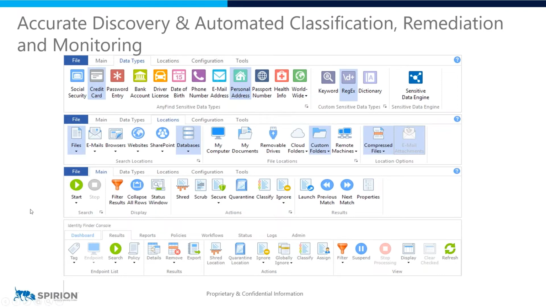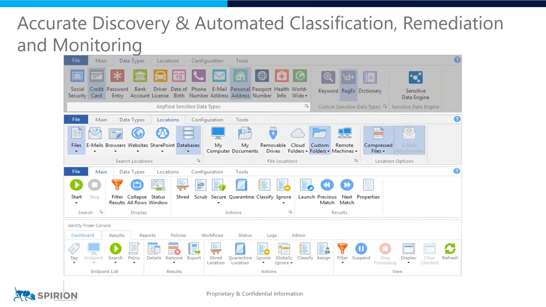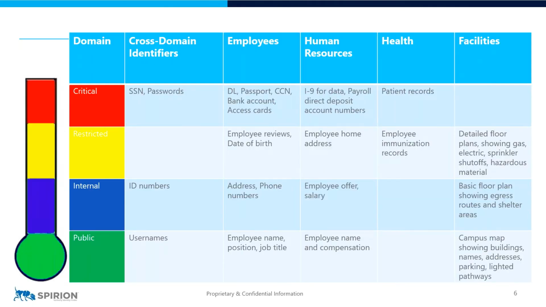The next item talks about the things that we can do around the remediation piece for you. So that's going to be that shredding, that scrubbing, quarantining, classifying. We can even assign this to people and show what it's going to look like as far as getting people to manage that data for you.